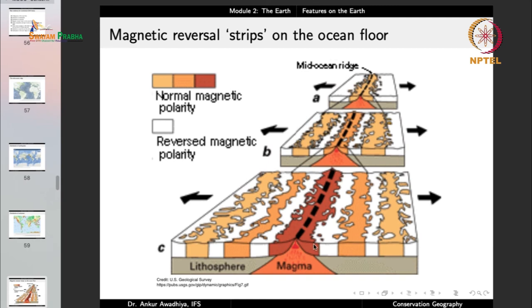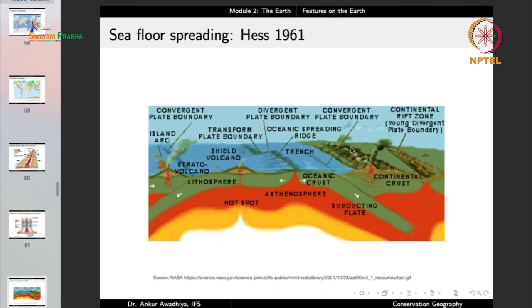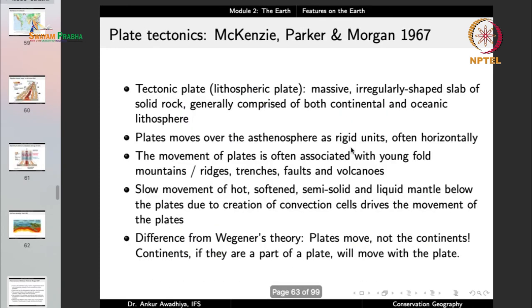We have looked at the magnetic reversal strips. When the magma is coming out, when the lava is getting formed on the surface, it freezes the direction and the strength of magnetism that is present at that point of time. And we find that on both sides of the ridges, the magnetic strips are very similar. Similarly, the chemical composition and age of rocks is also very symmetric in both directions.